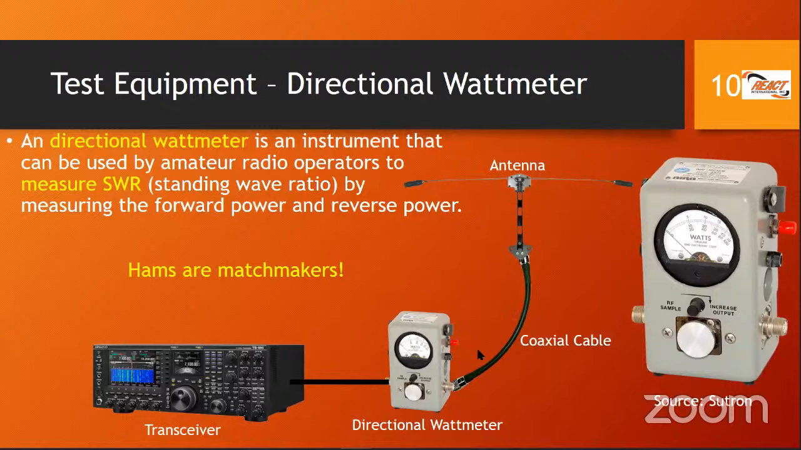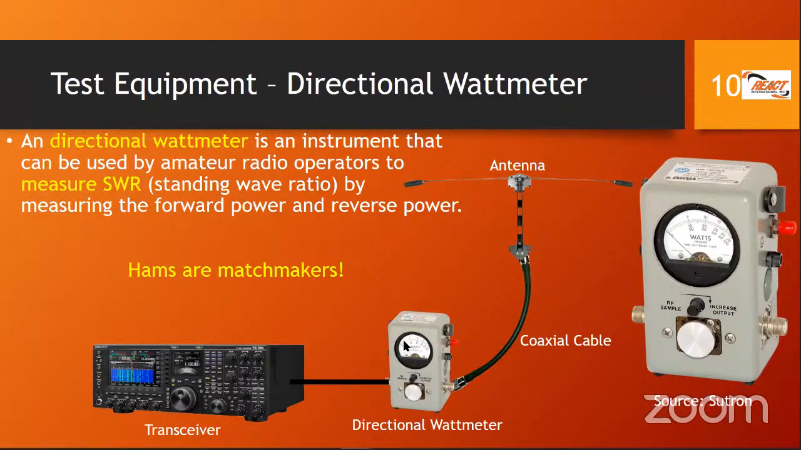But this is how we actually connect a directional wattmeter. So we have our transceiver of some sort. We have a piece of a jumper or a little piece of feed line here that goes to the antenna, the directional wattmeter. And of course, we have our coaxial or feed line, transmission line that goes to our antenna.